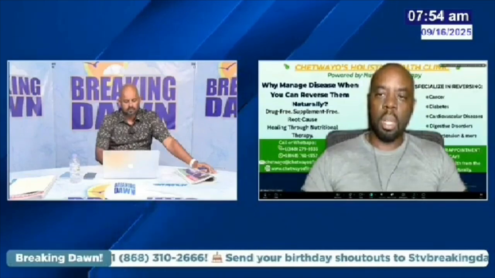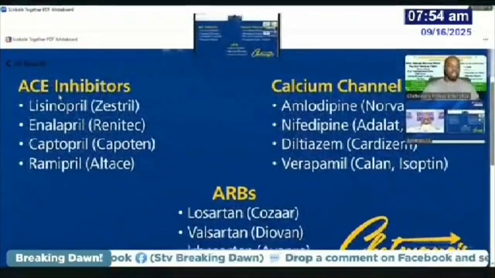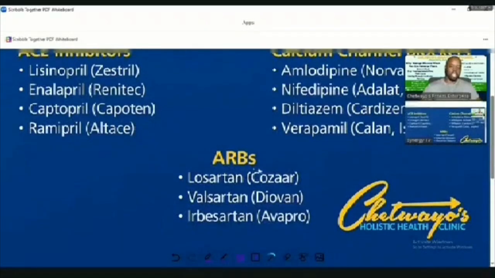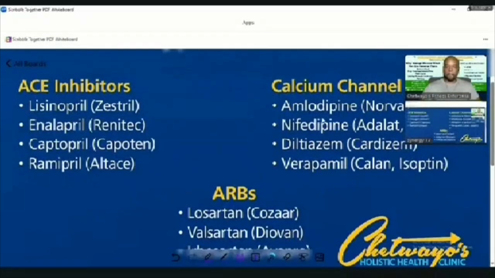Now the issue is, let me just share my screen here so that you can see what I'm talking about. The issue is that it is still not addressing what is causing those systems to activate. These are ACE inhibitors, ARBs. If people could look, they'll see the different names of their medications here. I'm familiar with the lisinopril and the enalapril. Yes, so that's an angiotensin converting enzyme inhibitor.